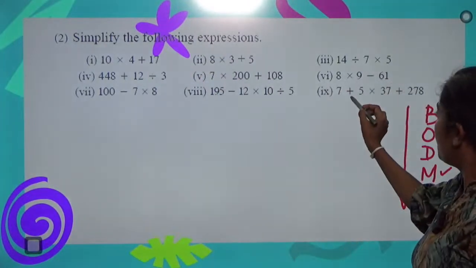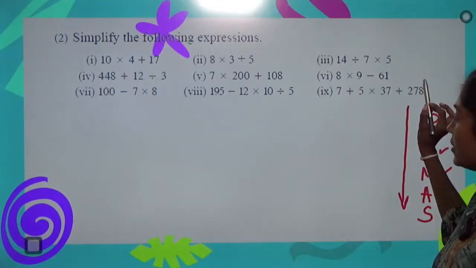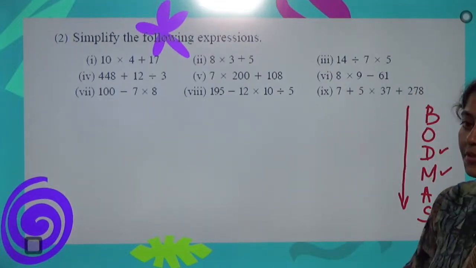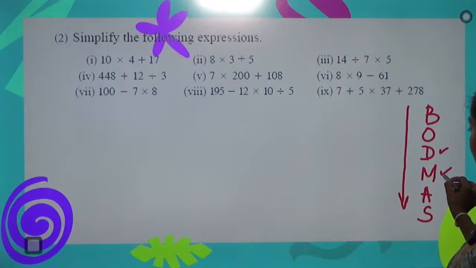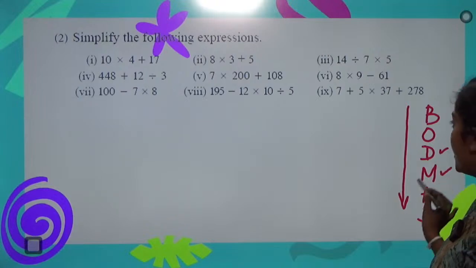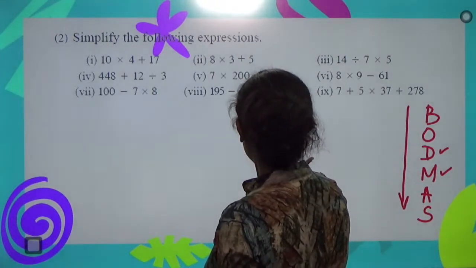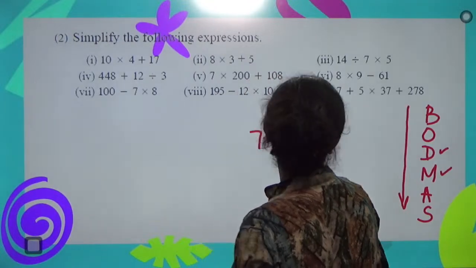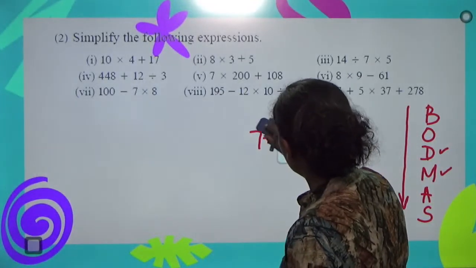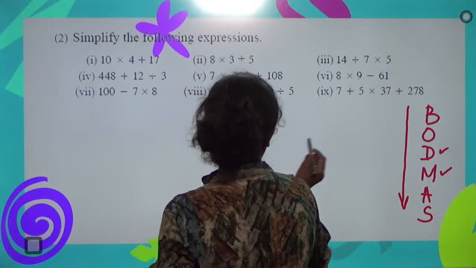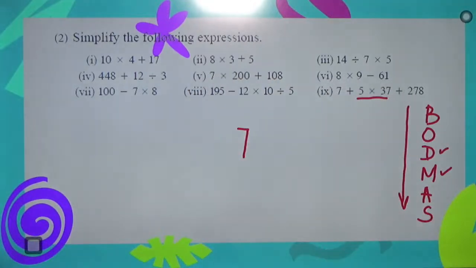This one. Now we have addition, multiplication and again addition. So first what do we have to do? First you have to do which one? Multiplication. Then 7 plus 5, then 7 plus, this part you have to simplify. Then what is the answer?